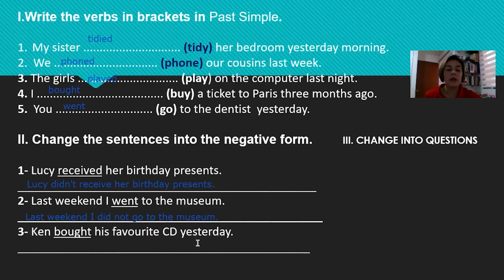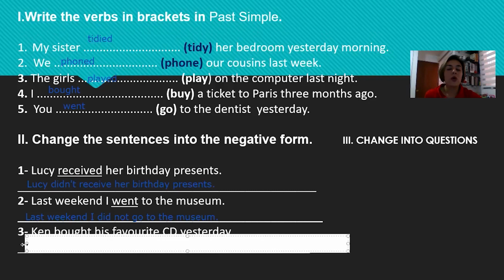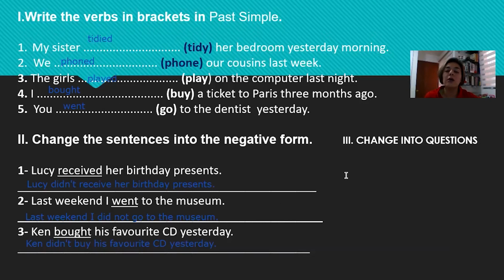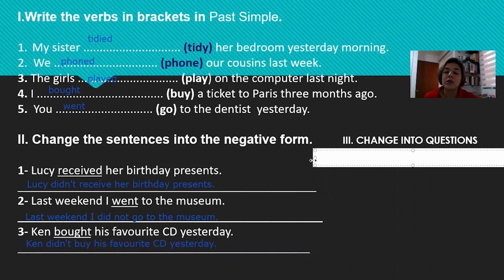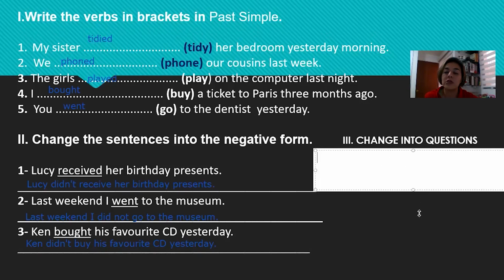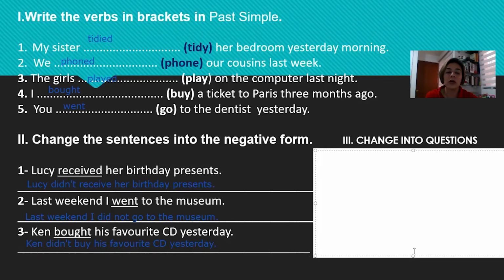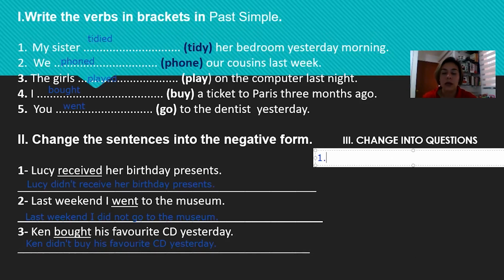And number 3, finally, who is the subject? Exactly. Ken didn't, okay, didn't buy his favorite CD yesterday, okay, yesterday, period. Now, I want you to practice with me the questions. How do you form the questions? Okay, let's do number 1.